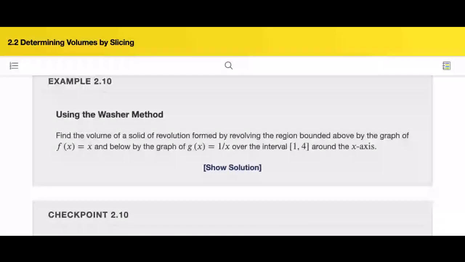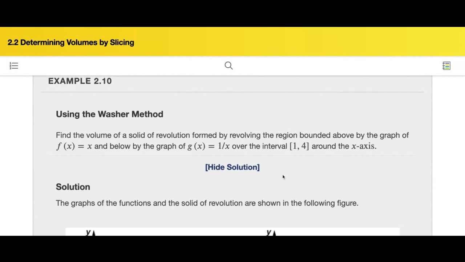Let's see this example. Find the volume of the solid of revolution formed by revolving the region bounded above by the graph of f of x equals x, the identity function, and below by the graph of g of x equals 1 over x, over the interval 1 to 4, around the x-axis. A lot of times the question itself doesn't provide the graph, so we should be able to draw the graph.